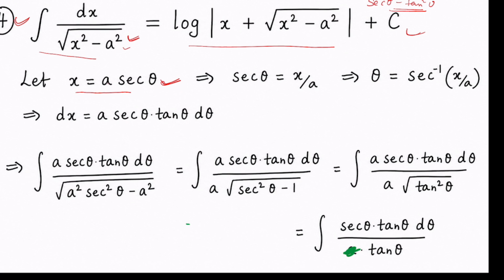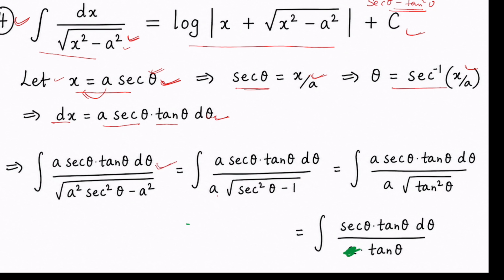Next, I'm going to shift a to this side, so that secant theta is nothing but x by a, and theta is nothing but secant inverse of x by a. Now differentiate this part. What I'm going to get here is dx is equal to a secant theta into tan theta d theta. Now replace these two expressions in the above formula, so that I get this expression.